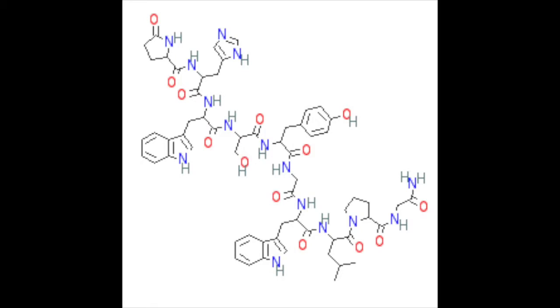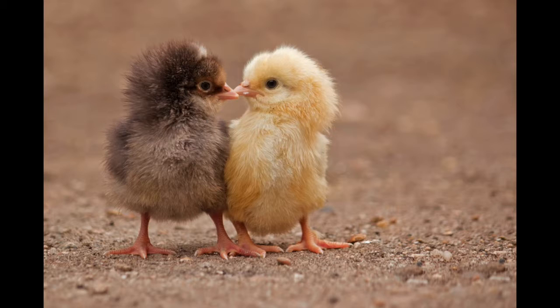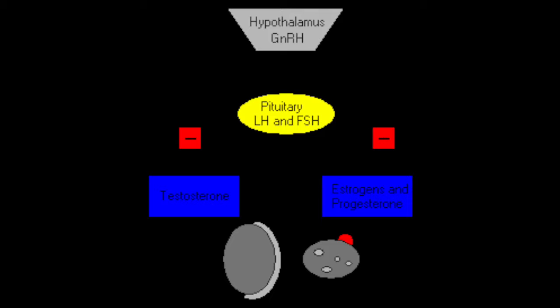But Matt, what is GnRH? Well, Ben, you see, GnRH is a hormone that directs the anterior pituitary to release the gonadotropins, which are two additional hormones. Gonado what? Gonadotropins. There are two gonadotropins, FSH, or follicle stimulating hormone, and LH, luteinizing hormone.